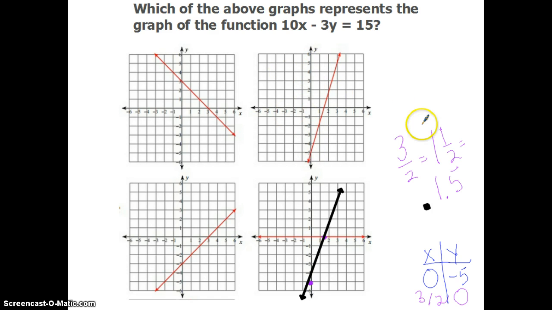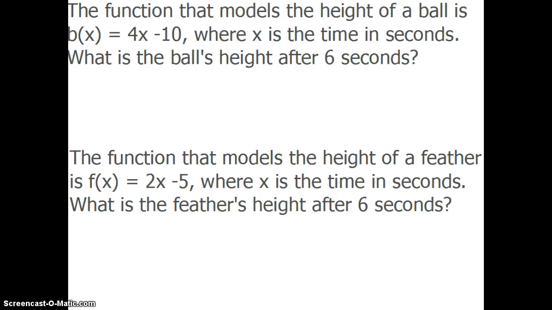The correct answer here was the top right. That was the only one. Really, all you had to do is figure out that one of the intercepts was negative 5, and you would have been off to the races. It's the only one that's right.